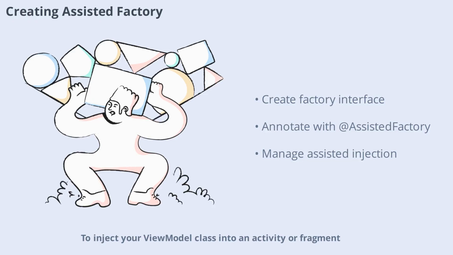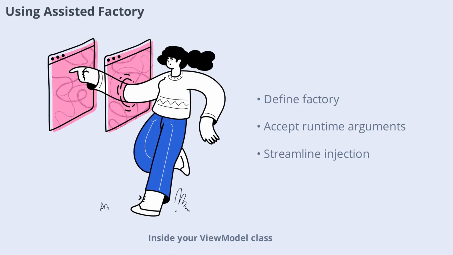To inject your ViewModel class into an activity or fragment, create a factory interface annotated with @AssistedFactory. This interface defines a function that returns an instance of your ViewModel and accepts runtime parameters. By using the factory, you ensure that Hilt can manage assisted injection and provide the necessary dependencies. Inside your ViewModel class, define the factory interface and annotate it with @AssistedFactory. The factory's create function accepts only the arguments that need to be provided at runtime. This setup allows Hilt to handle the rest of the dependencies automatically, streamlining the injection process and making your code more flexible.